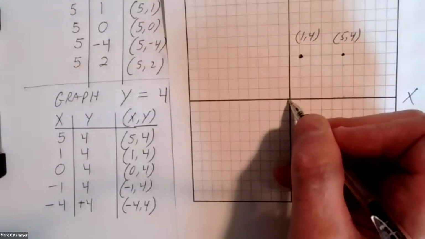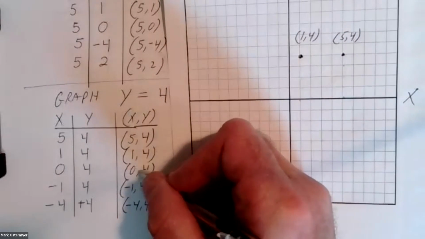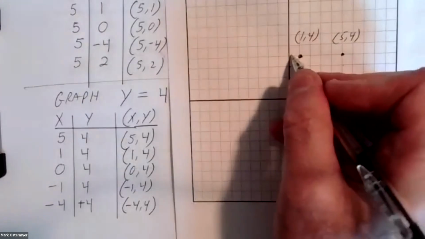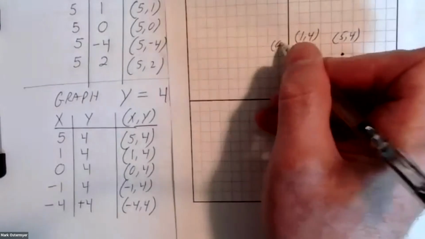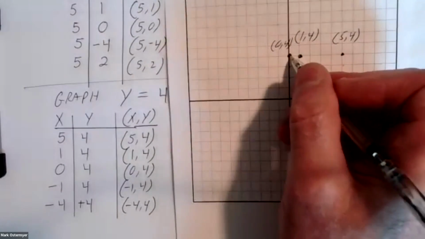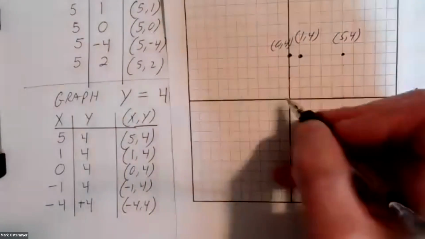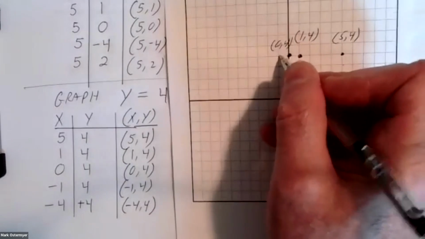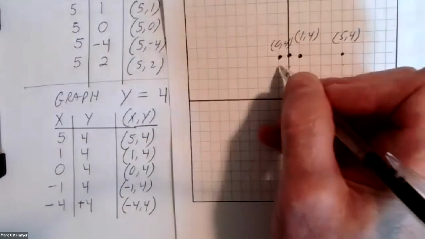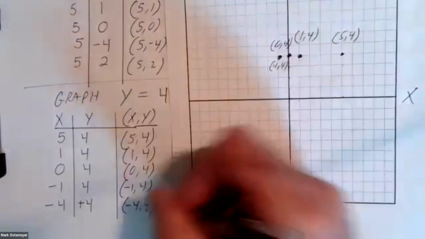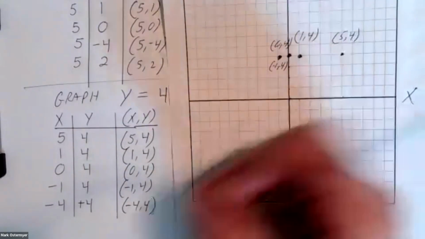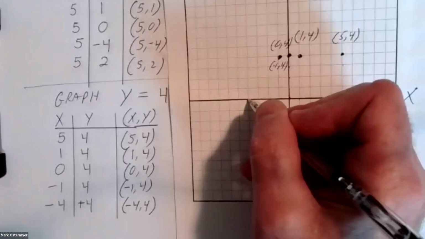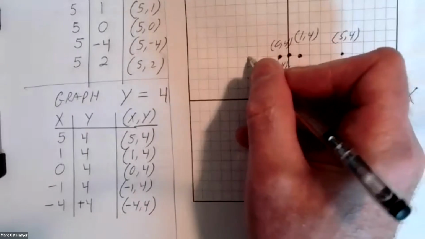Plotting 0, 4, we start at the origin and I go just up 4. I don't go right or left because my X coordinate is 0. 1, 2, 3, 4. There's 0, 4. Plotting -1, 4, start at the origin, go 1 to the left, and then up 4. 1, 2, 3, 4. There's -1, 4. Plotting -4, 4, starting at the origin, we go 4 to the left, -1, -2, -3, -4. Now up 4. 1, 2, 3, 4.